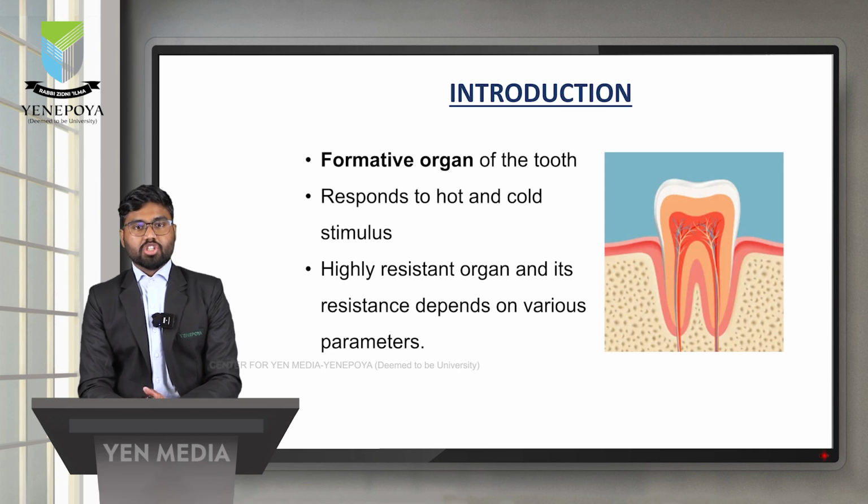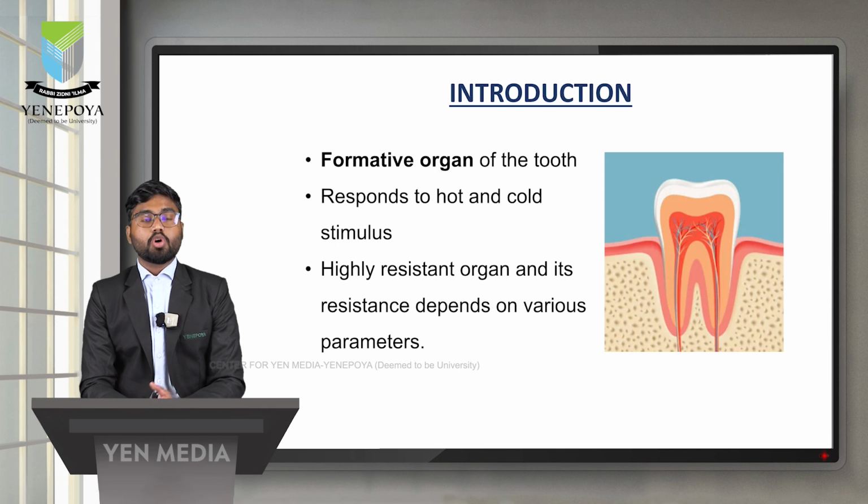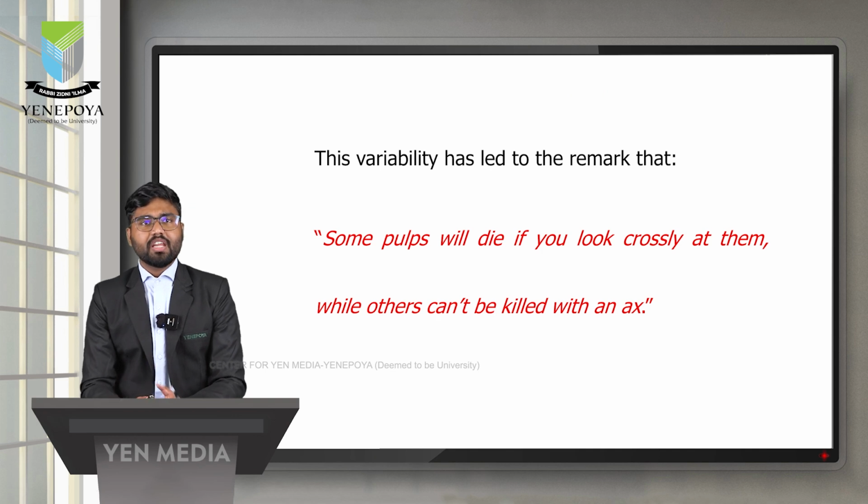So coming to the introduction, we know that pulp is a formative organ of the tooth and it responds to hot and cold stimuli through the perception of pain. It is a highly resistant organ and its resistance depends on various parameters such as the age, the nutritional capabilities and the inflammatory condition of the pulp. Because of this variability, it has led to the remark that some pulps will die if you look crossly at them, while the others can't be killed with an axe.